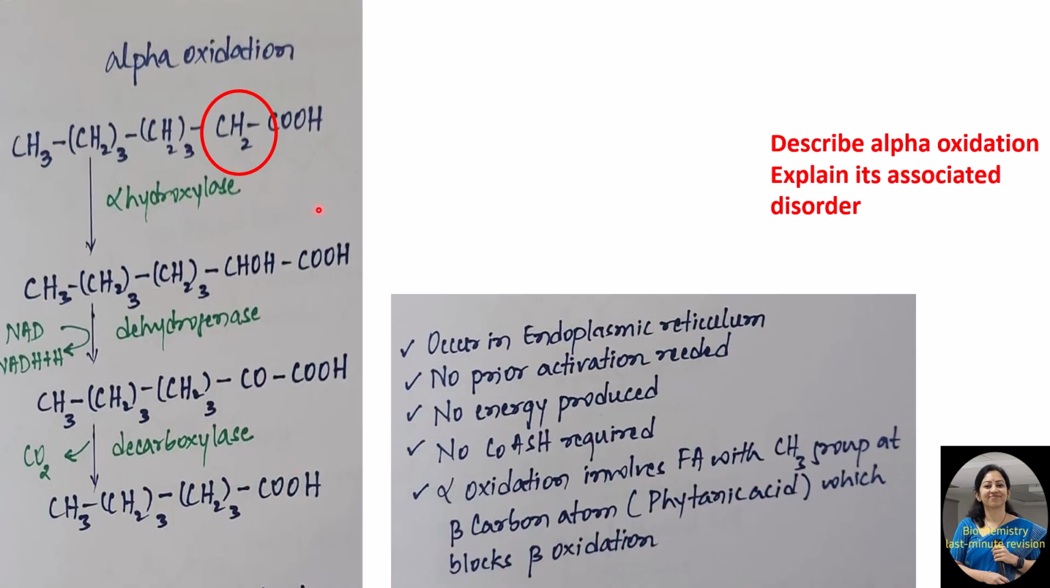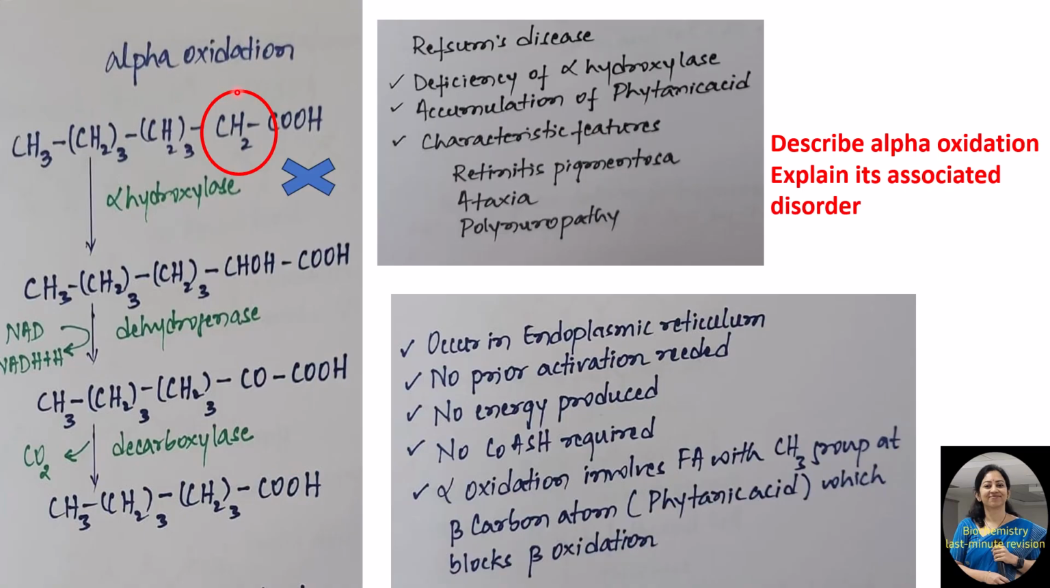This is the alpha carbon atom. When this alpha hydroxylase enzyme is deficient, it results in a condition called Refsum's disease. So these are the salient features of Refsum's disease. It is characterized by deficiency of alpha hydroxylase, so it results in accumulation of phytanic acid.